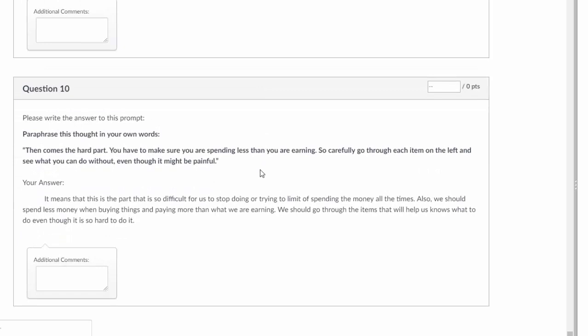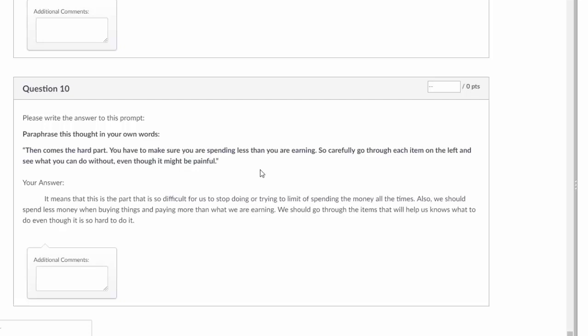And then finally, I asked the learners to paraphrase this thought in their own words. Then comes the hard part. You have to make sure you are spending less than you are earning. So carefully go through each item on the left and see what you can do without, even though it might be painful. The item on the left refers to the ledger. And you can see her response.